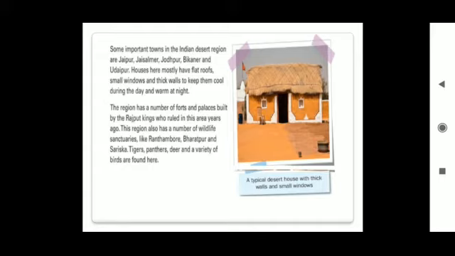This region also has a number of wildlife sanctuaries. Now, what are wildlife sanctuaries? Where wild animals are protected. The sanctuaries which we find in this desert region are Ranthambore, Bharatpur, and Sariska. Tigers, panthers, deer, and a variety of birds are found here. In the picture, you can see a typical desert house with thick walls and small windows.